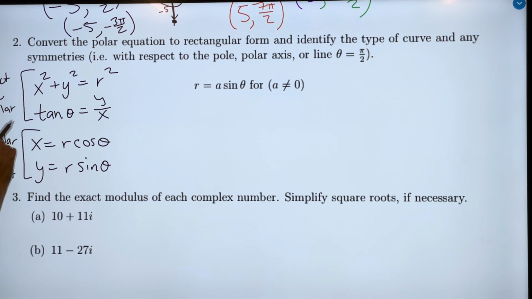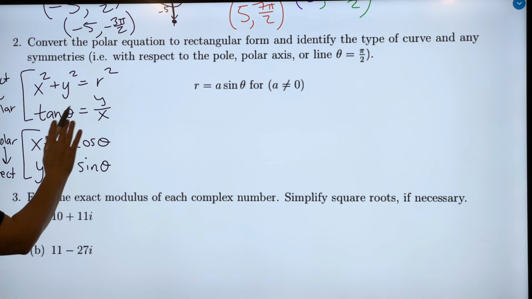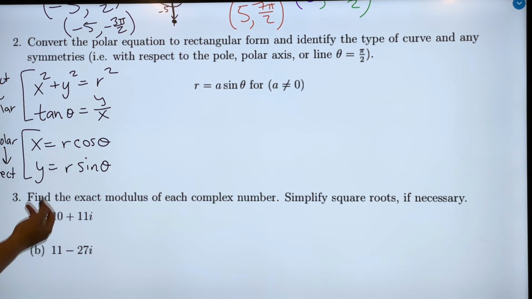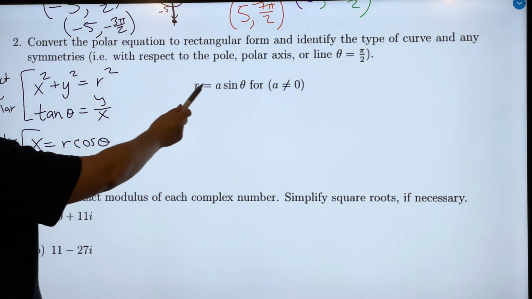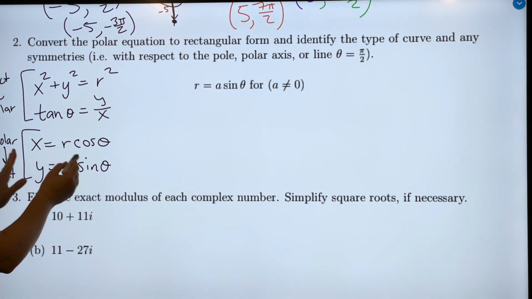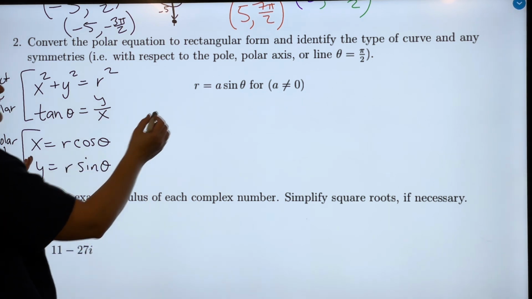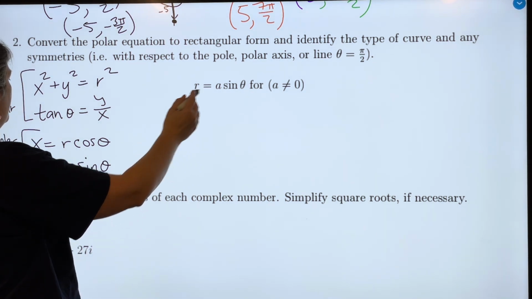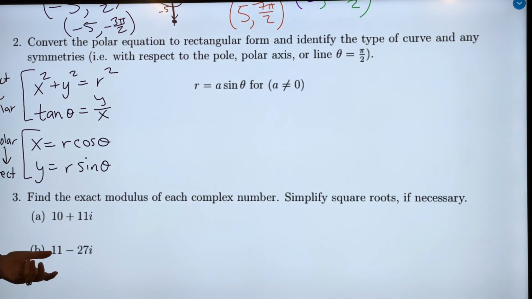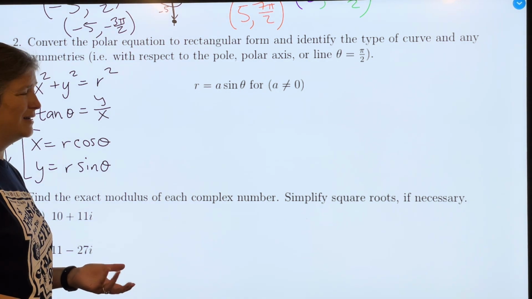So last time in quiz A, I used these to go from rectangular to polar. I replaced x squared plus y squared with r squared in quiz A. But here I have a polar equation and I'm trying to go towards rectangular. So I'm more likely to use these. Now the trouble is I don't have an r sine theta, I have an a sine theta. And a is just sort of like a general placeholder for a constant.